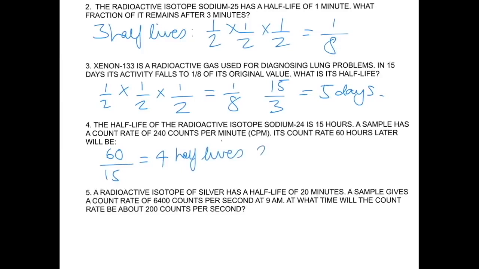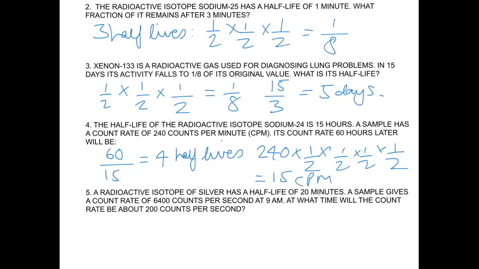So, therefore, after one half-life, 120 counts would remain, but there were 4 of them, so I'm going to times it by a half 4 times, and that is the same as 240 times the answer, and that is 15 as my answer. So its count rate after 4 half-lives have occurred, so I've divided 240 by 2, or times them by half 4 times, and I have got 15 as my answer. So that's 15 counts per minute.